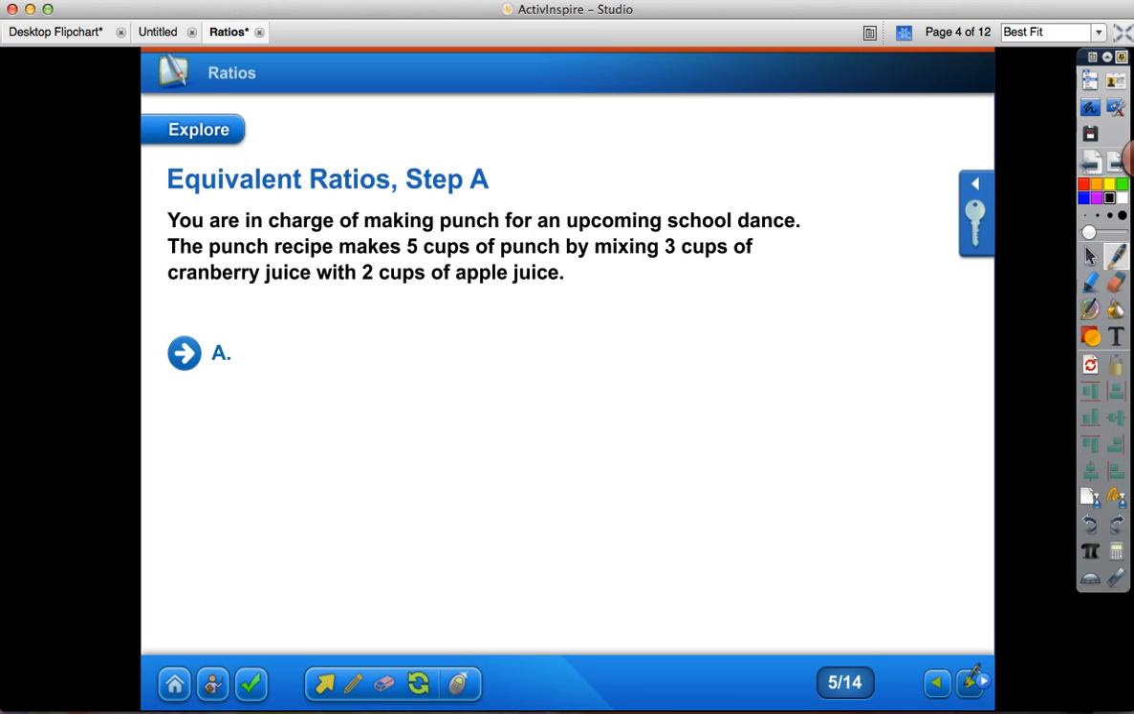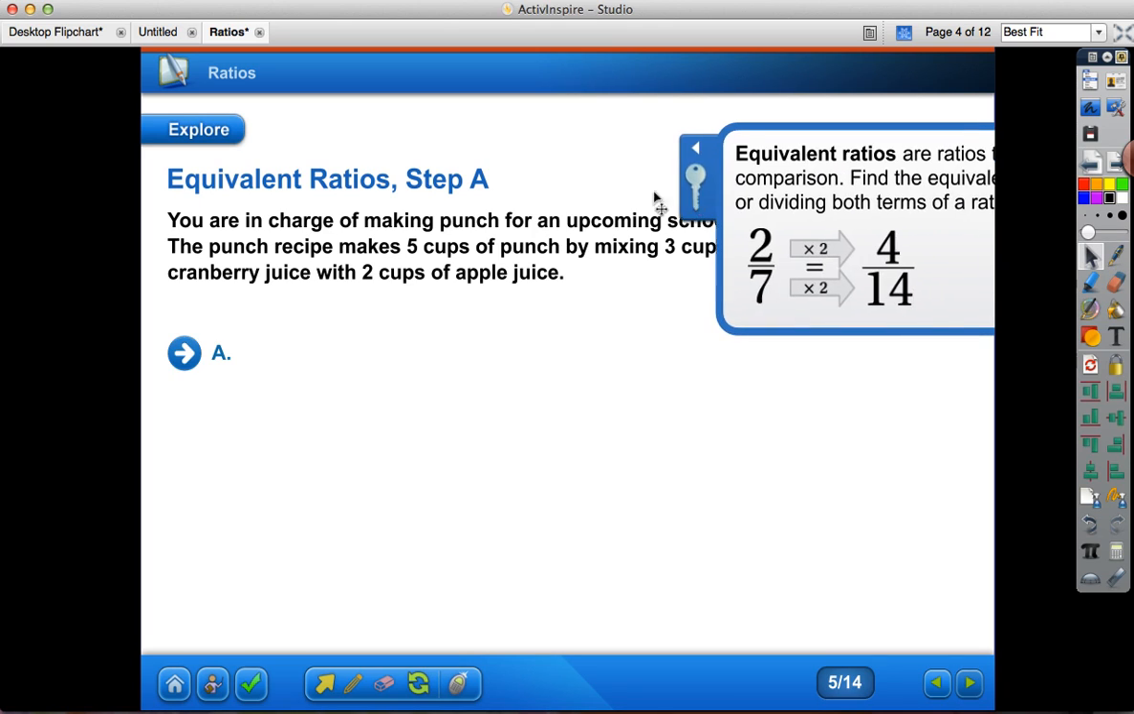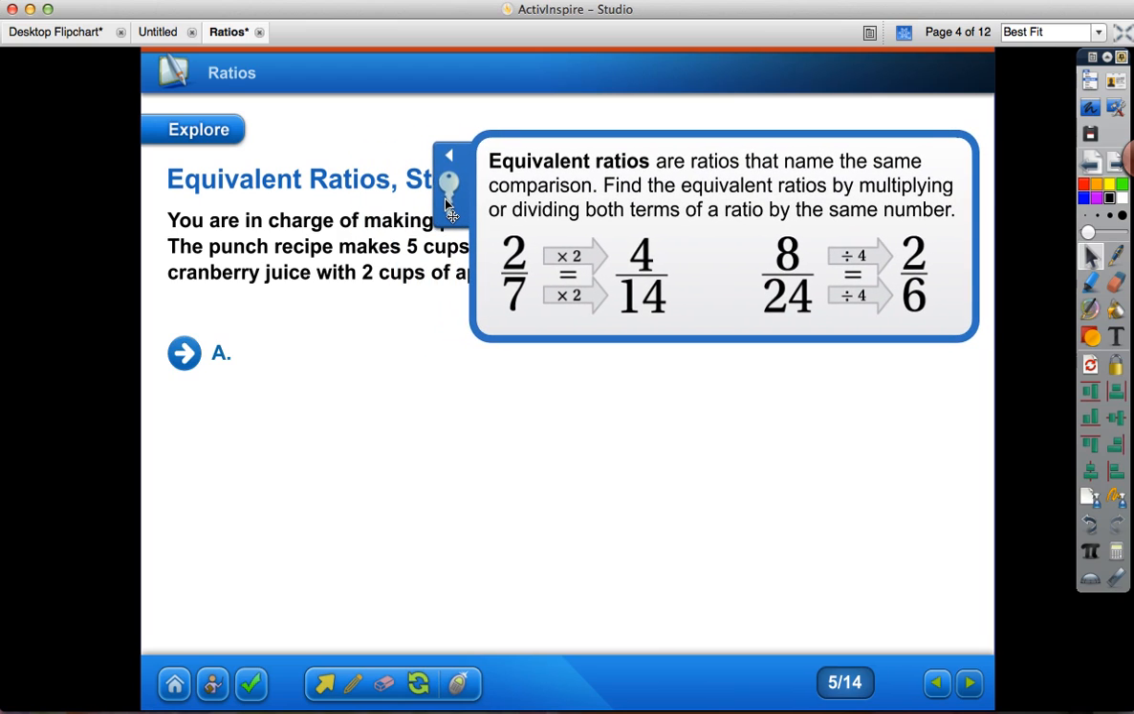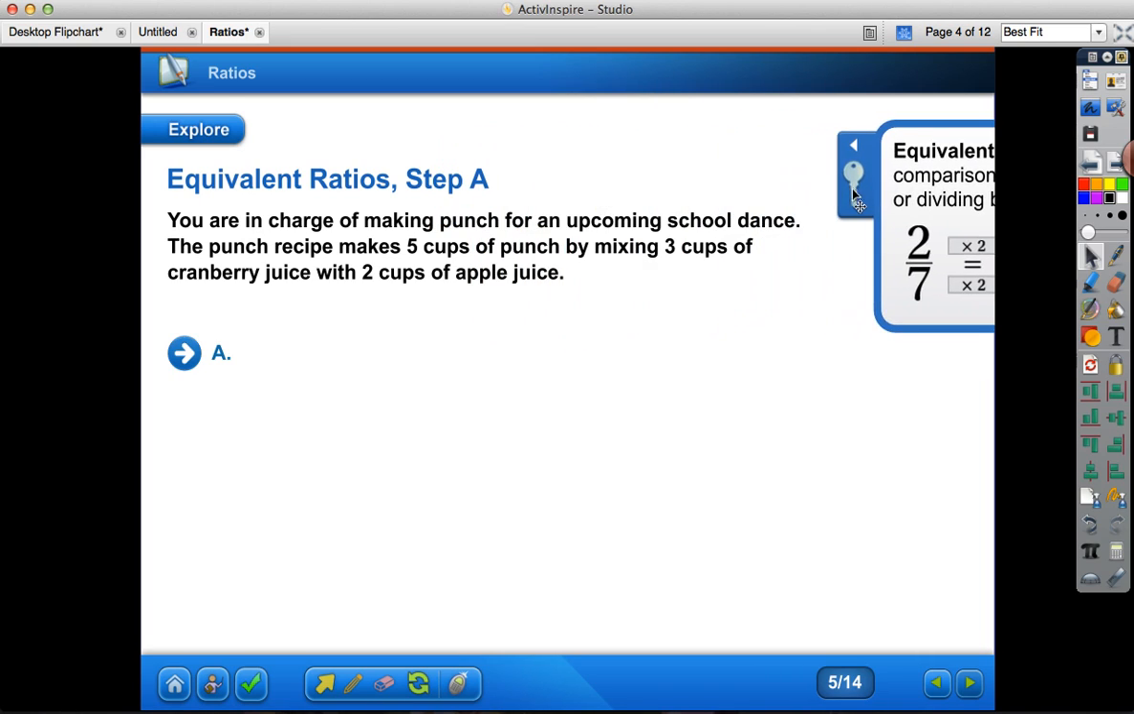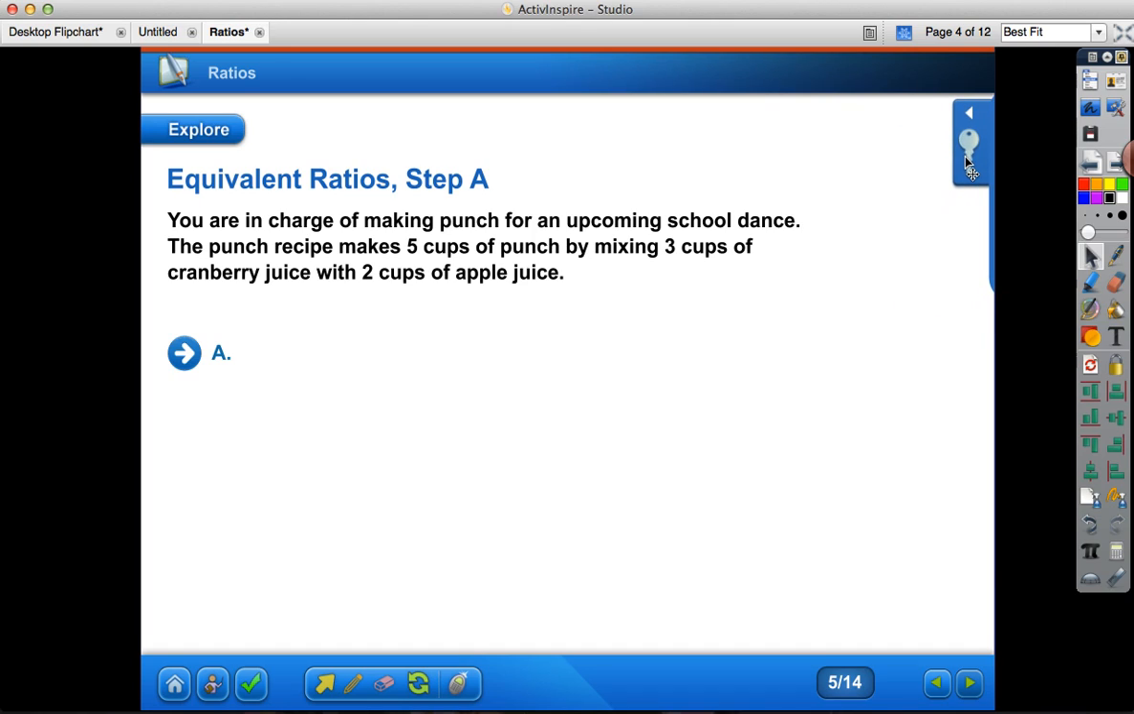All right, moving along to equivalent ratios. Again, remember, equivalent ratios name the same comparison using different numbers. Okay, and you need to use multiplication or division to make those equivalent ratios. You cannot use addition or subtraction.